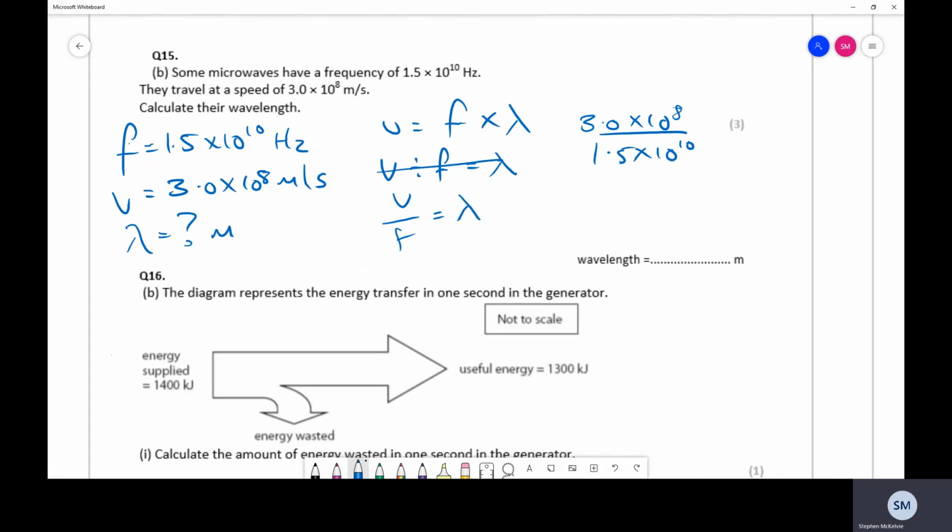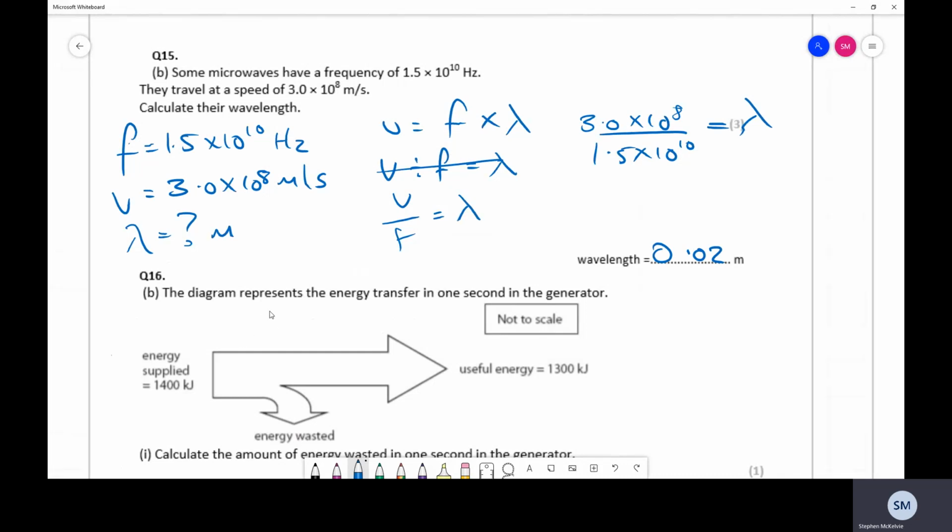I'm going to put that into my calculator. I'm going to press the fraction button: 3.0 times 10 to the power of 8, down, 1.5 times 10 to the power of 10, giving me an answer of 0.02. So that will equal my wavelength. My wavelength is 0.02 meters.